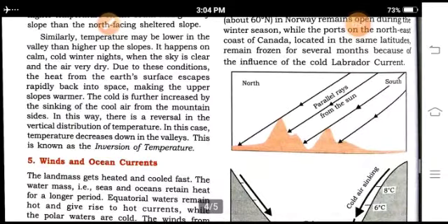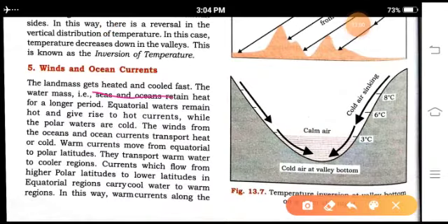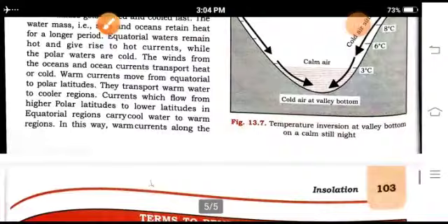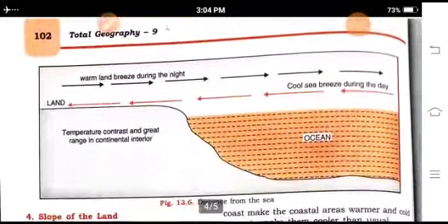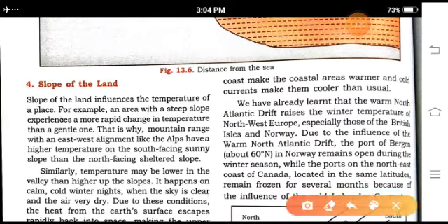Wind and ocean currents. The land mass gets heated or cooled fast. The water mass of an ocean retains heat for a longer period. Equatorial water remains hot and gives rise to hot currents, while the polar waters are cooled, and the winds from the ocean and ocean currents transport heat or cold. Coastal areas with warm and cold currents become warmer or cooler than usual.